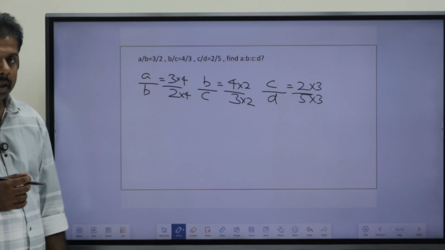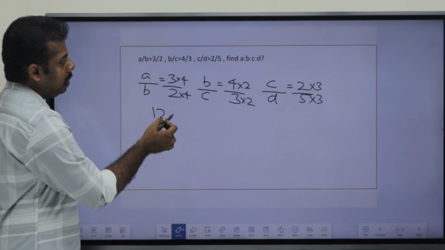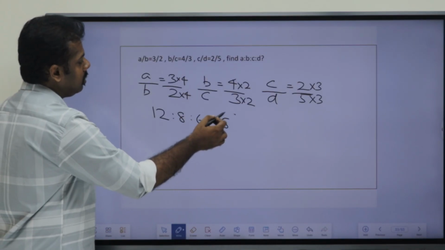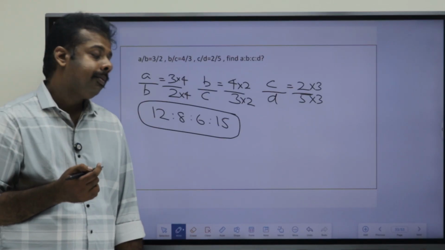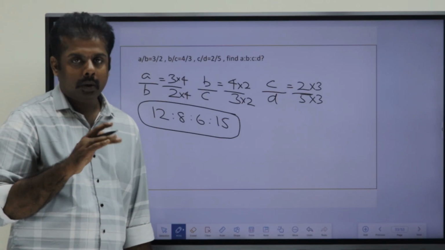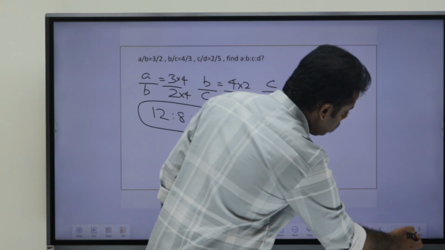Now you can just directly connect the ratios. So the value of A is 12, B is 8, C is 6 and D is 50. The final answer will be 12 is to 8 is to 6 is to 50. I hope that you got the solution here as well. We can move to the next question.